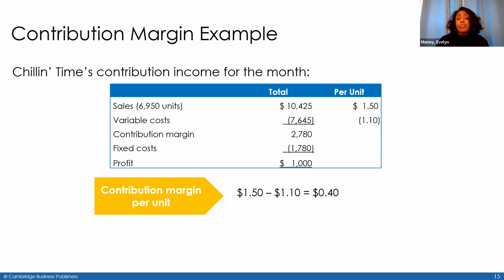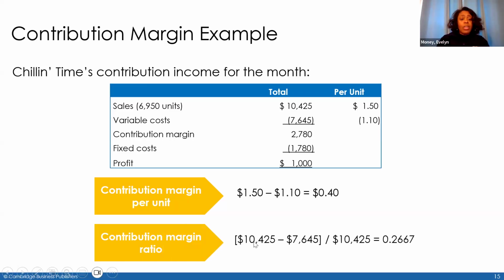Now, with contribution margin per unit, contribution margin is found by taking sales minus variable costs. We can express this in terms of per unit, percentage, total dollar. You just need to make sure that you're comparing apples with apples and oranges with oranges. So with contribution margin per unit, just take the sales price per unit, subtract out your variable cost per unit, and then you have your contribution margin per unit.